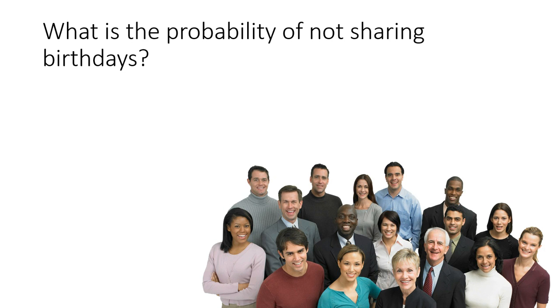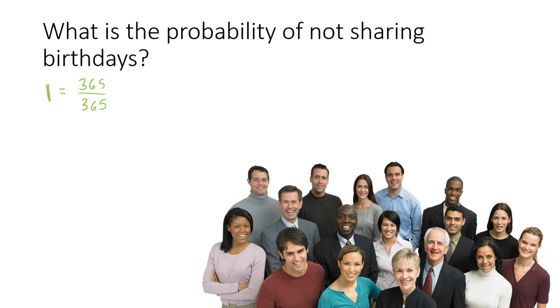So if you have one person in the room, what's the probability that two people do not share a birthday? Because we're looking at the negative. Well, if there's one person, it would be 365 over 365, or 100%. There's a 100% chance that two people do not share a birthday. That makes sense, there's only one person in the room.